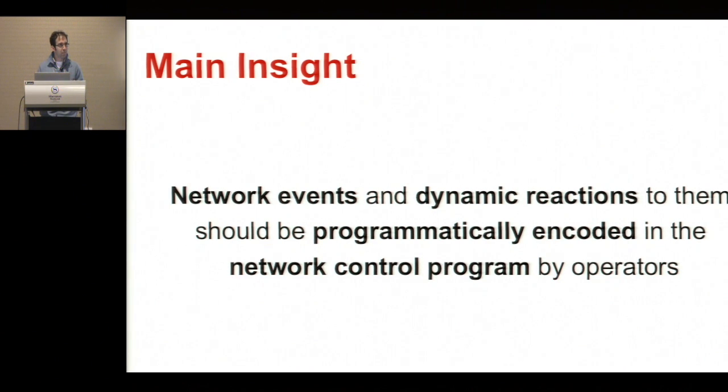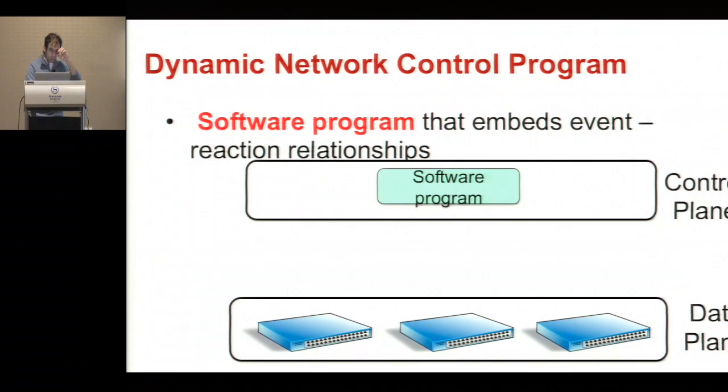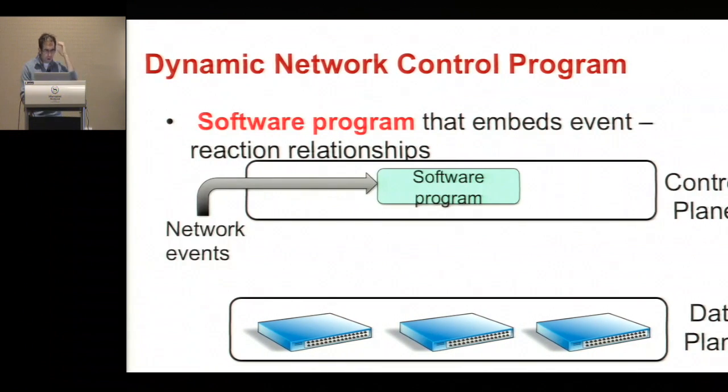And I can kind of describe what I want to have happen. So can we basically somehow encode that in a program? Well, hopefully. And that's sort of where we tried to basically go with this work called Kinetic. Here's the main idea: we've got a software program, and we want to embed relationships between those events that can occur, those failures, traffic shifts, intrusions, etc., and how we want that program to react.